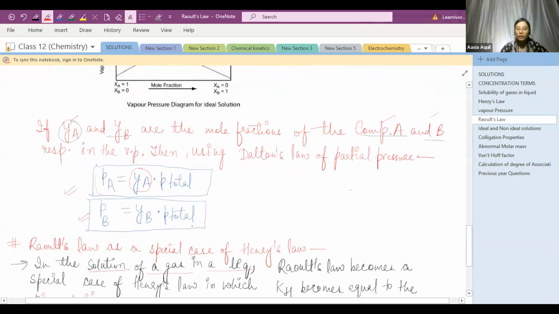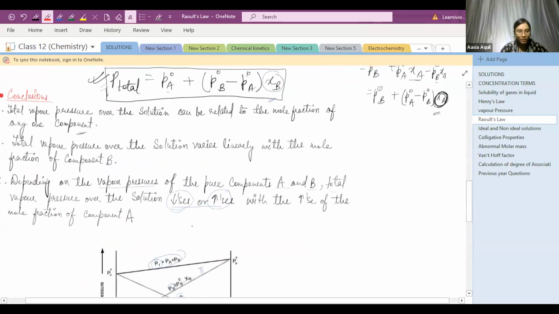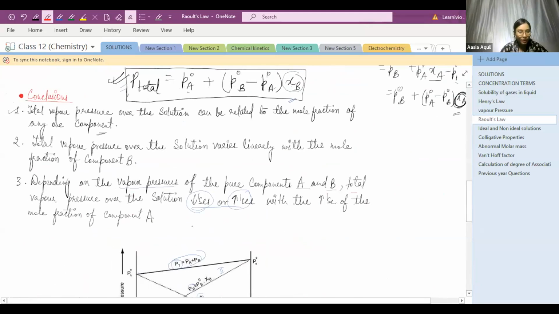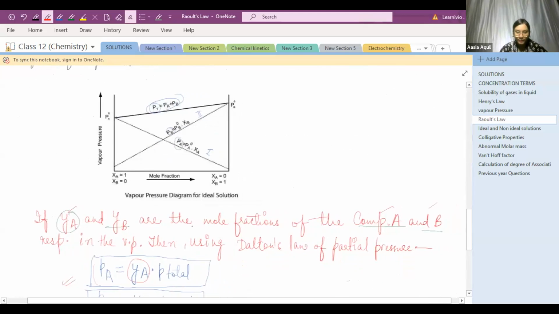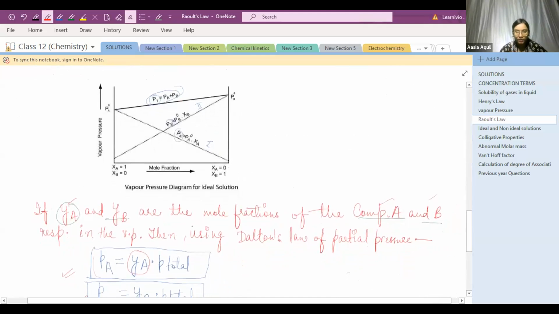Okay, so that's all about Raoult's law. From here, in the last class you have written this conclusion part. Have you written this? Yes, ma'am. Okay, so from here just draw the diagram and write it down, then we will do one numerical based on this.